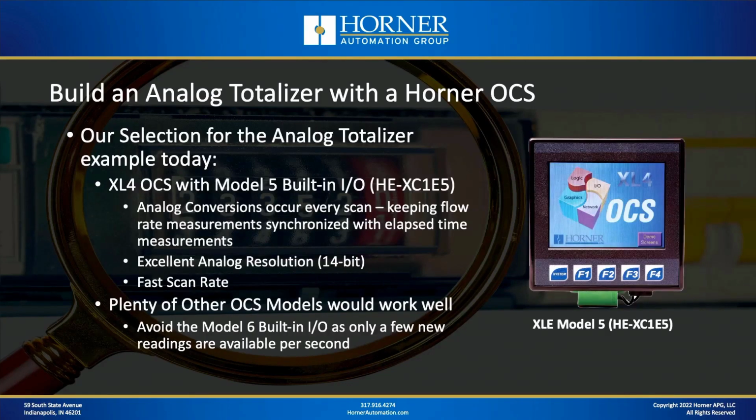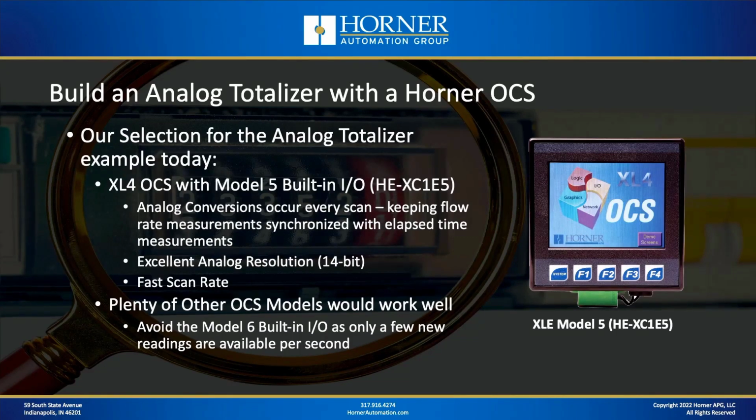So for the purposes of our example today, I would probably recommend, let's say, an XL4 with Model 5 built-in I/O. Why would I recommend the Model 5 built-in I/O? Well, because the analog I/O is built in, the analog conversions or the analog samples that we're going to be taking of our flow meter are going to be happening every single scan. And that's going to keep our analog samples synchronized with our scan rate. That's going to help with our accuracy there.